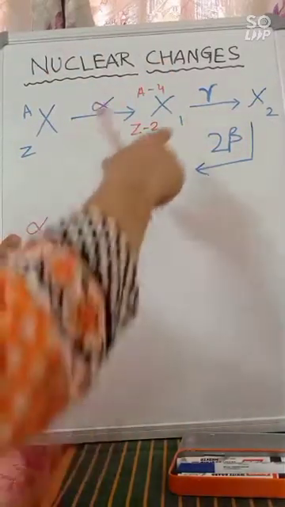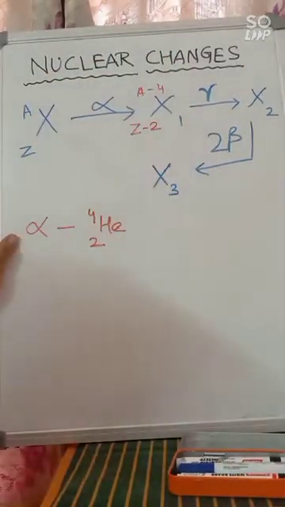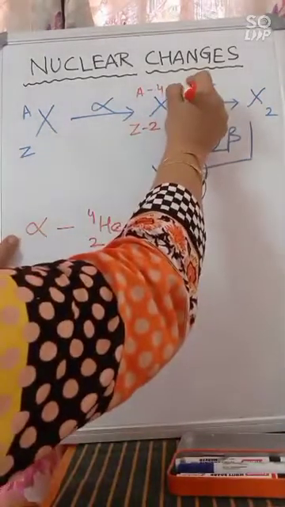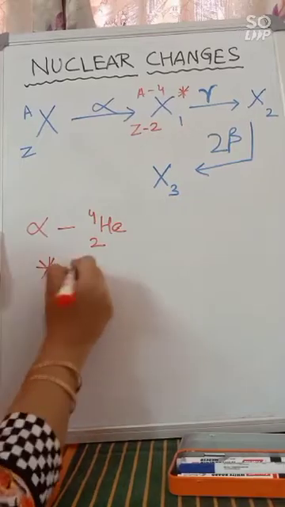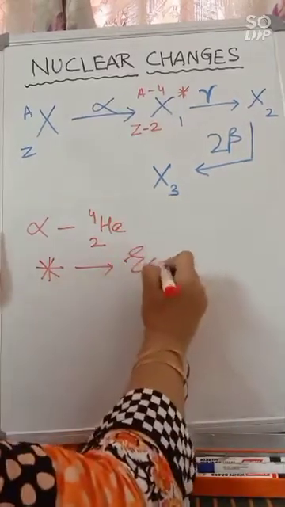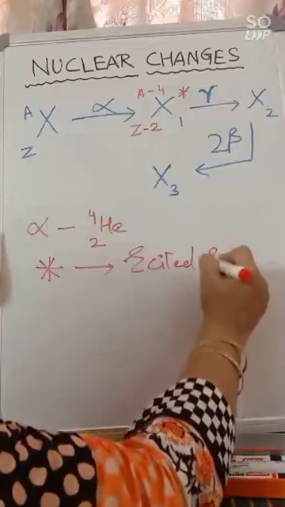Now it is your gamma emission. Gamma emission itself tells me that this must be an excited state, right? So this star is actually telling you that it is in the excited state, right?